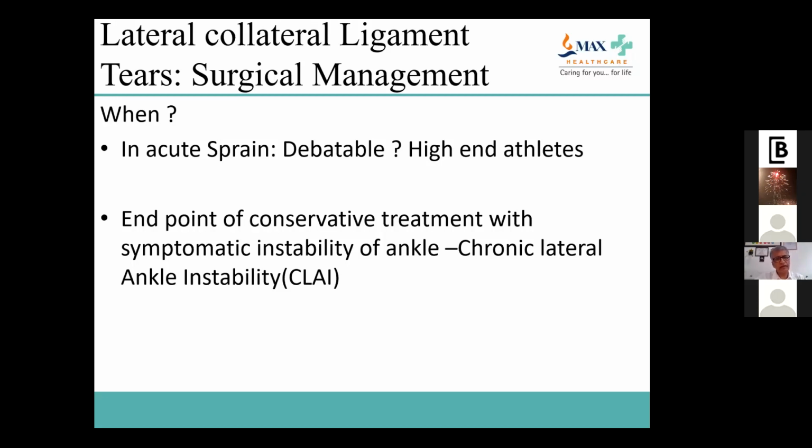But for all other cases, who are not high-end athletes, who are people like you and me, or maybe very recreational sports people, the end point of conservative treatment with symptomatic instability is labeled after a full conservative regime of 3 to 6 months. That is, even after that, if they continue to have symptomatic instability, we call them chronic lateral ankle instability.